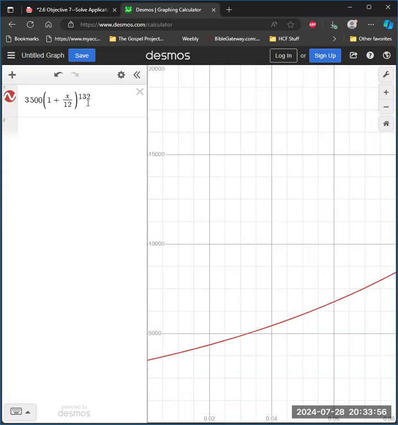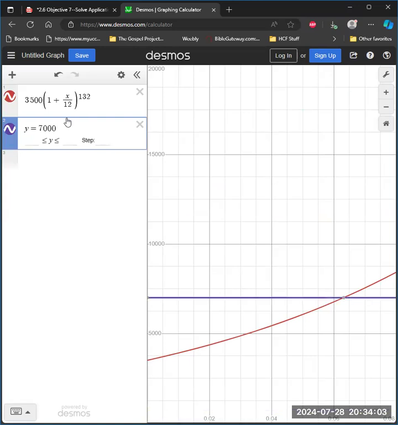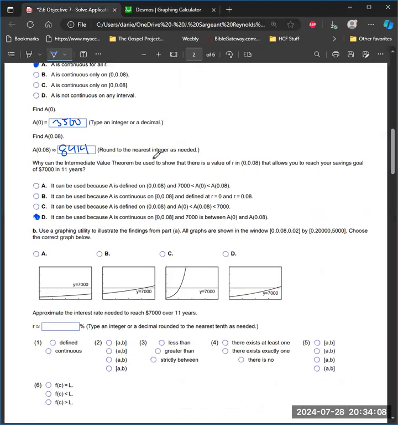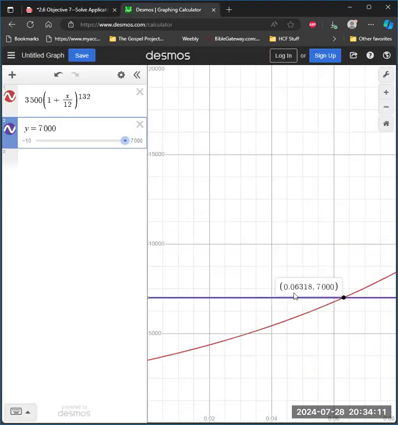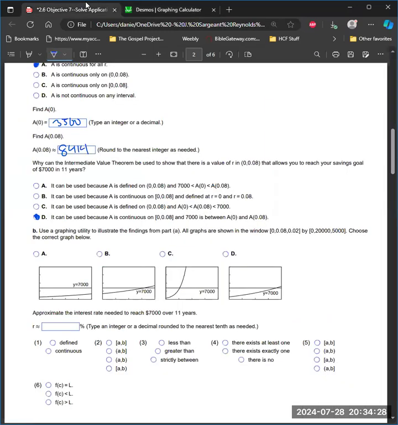Okay. And then we want the other thing here, y equals, our goal was 7,000. So right there. And r is going to be about 0.063. So that's the same as 6.3%. We'll round it to the nearest 1/10 of a percent.